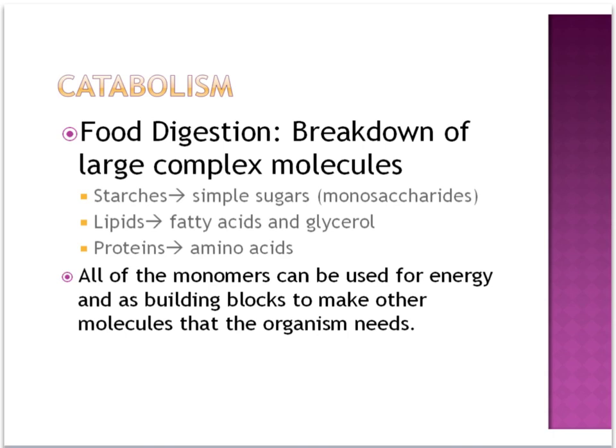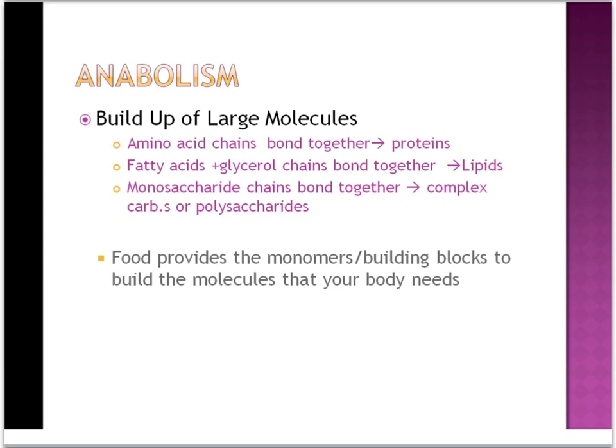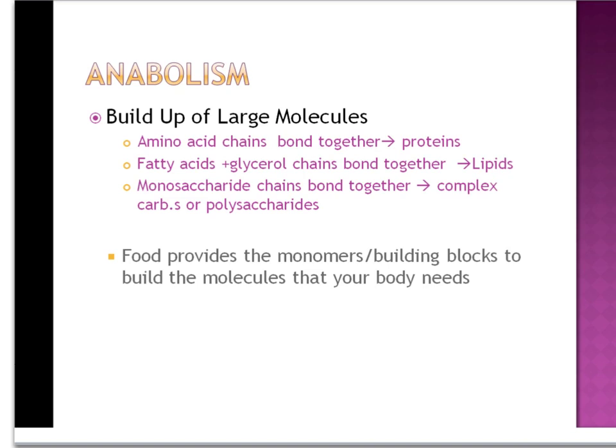And all of those monomers can be used for energy, but they're also used to provide the building blocks we need to make other molecules inside of our body. So metabolism is also anabolism, which is the buildup of large molecules. Once we've digested the big molecules and turned them into the little building blocks, our bodies can then reassemble them into the large molecules that we need. We can take all those amino acids floating around in the blood from digestion and build the proteins that we want, take fatty acids and glycerol and make the lipids that our bodies need, and take the monosaccharides and create the complex carbohydrates like glycogen. So food is providing the monomers, or the building blocks, to build the molecules that our bodies need.